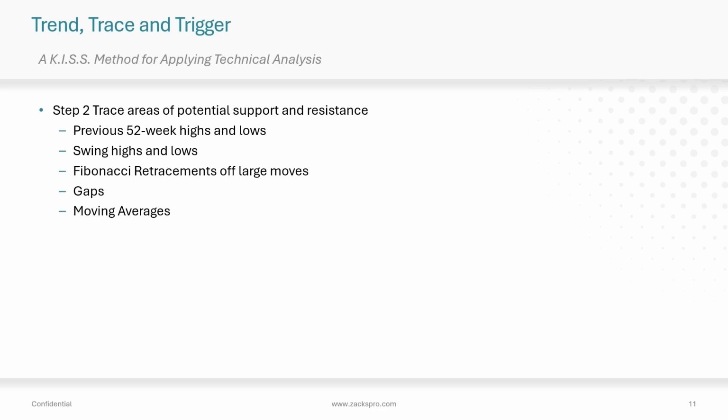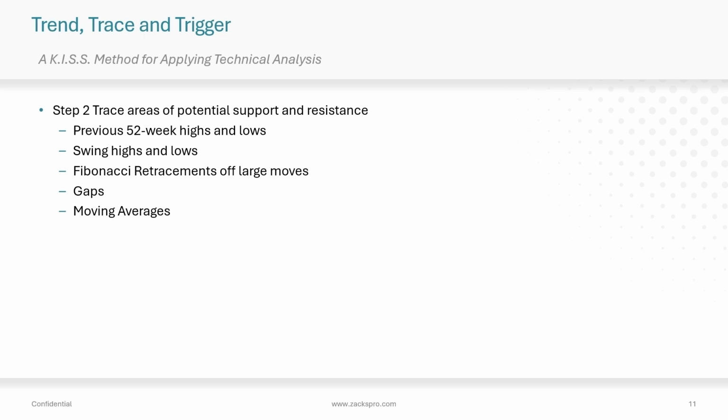So the next step is to trace areas of potential support and resistance. You could use several things: previous 52-week highs and lows, the swing highs and lows. These are basically just recent highs and lows that you see on a chart. Then the one that all the mathematicians love and the technical analysis guys love to brag about is showing off their Fibonacci retracements off of large moves, which we'll show.